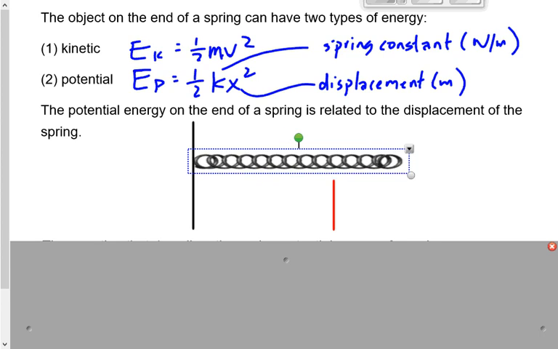Okay, we can think of it in terms of forces, but we can also think of it in terms of the conversion of energy from potential to kinetic. Now, I want to do an example question.